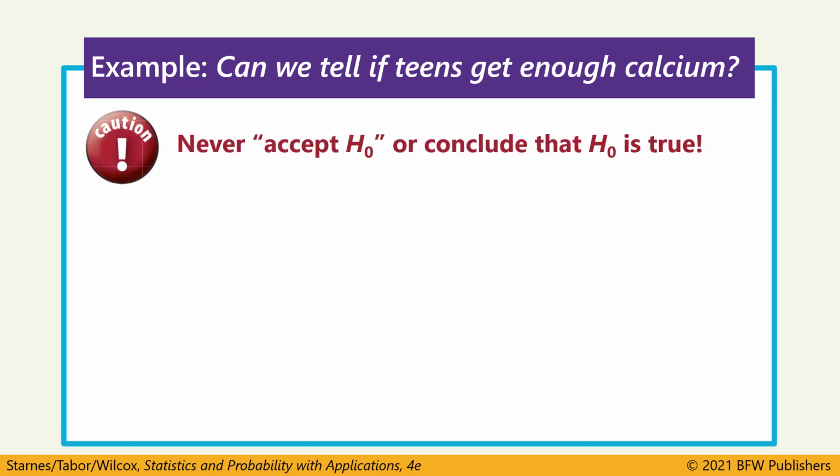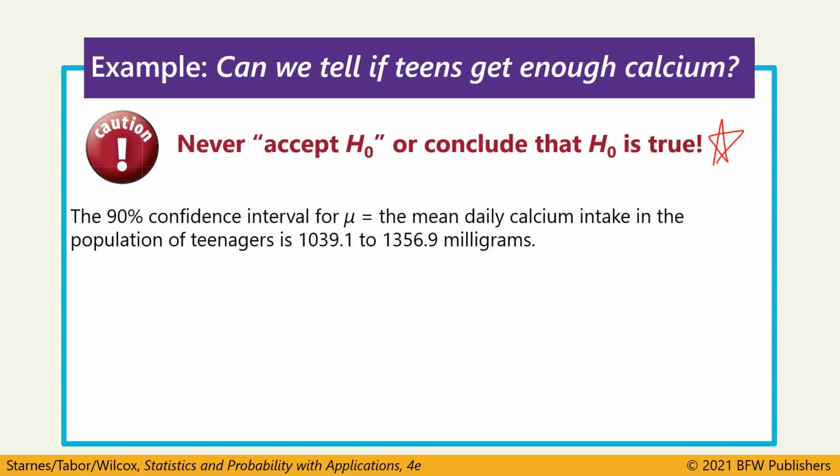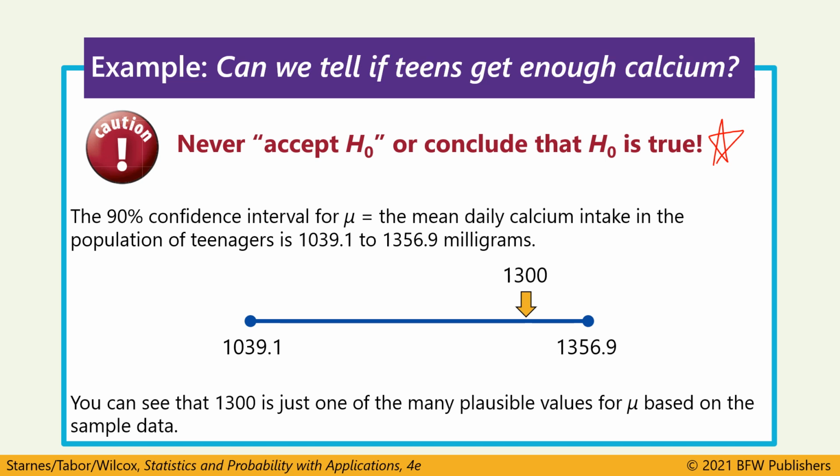So with that said, we never want to use phrasing like we're going to accept the null hypothesis or the null hypothesis is true. That's never okay to write for a significance test. That will always be incorrect. If we were to actually make a confidence interval for this data, we would find a range from 1039 to 1356. Remember that any of the values in that range are plausible for the true mean amount of calcium that teenagers get. And this is just one value. It could be 1300, but it could be below it or above it.